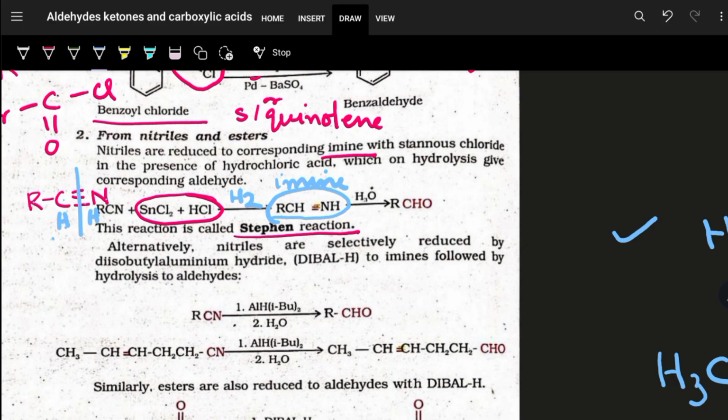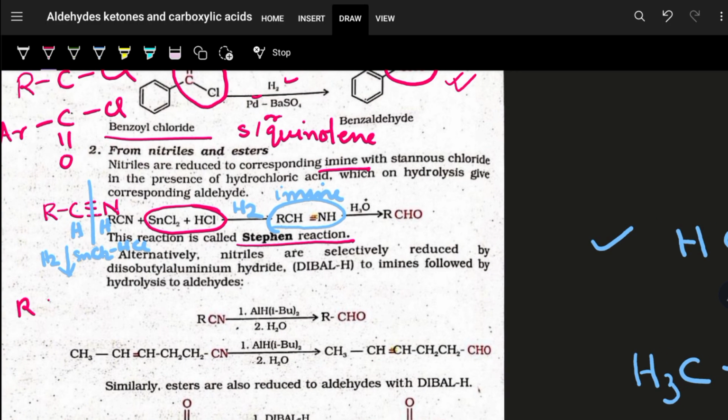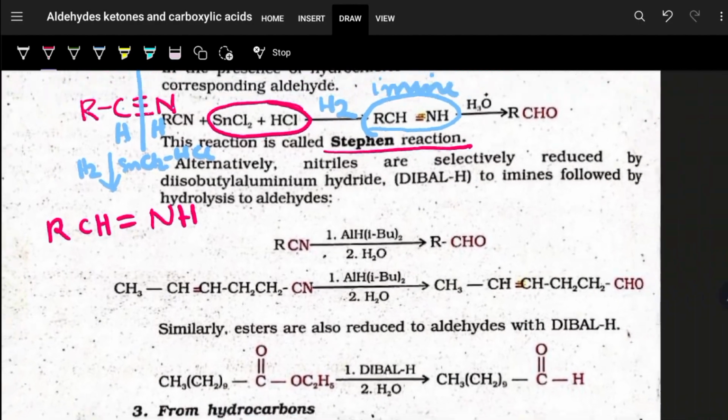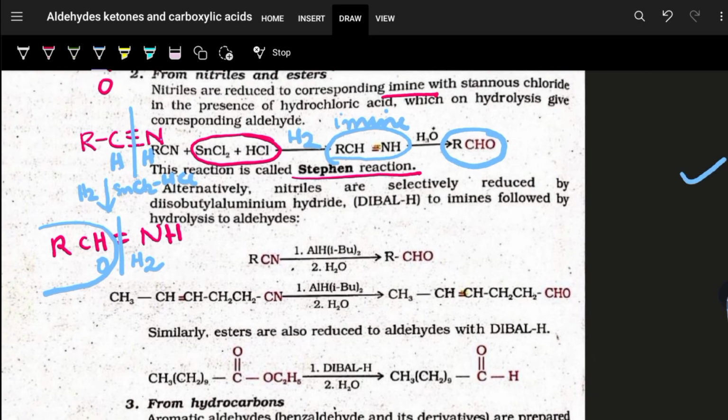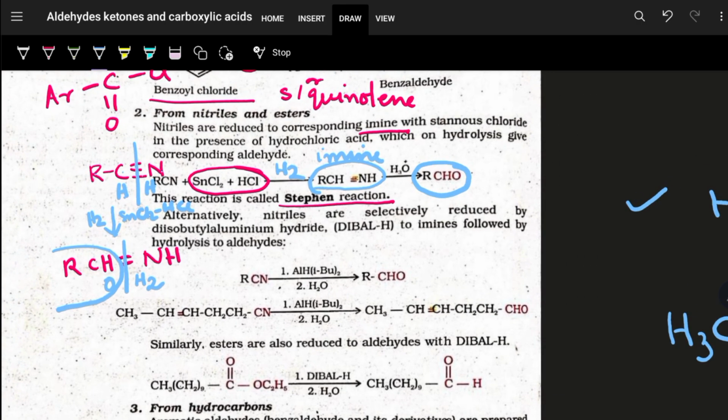So let us see, this is forming reduction with H2 in presence of SnCl2 HCl. So what I got is imine, RCH double bonded NH, imine intermediate. This undergoes hydrolysis. So when it undergoes hydrolysis, remember to add it in OH2 manner. Then what I get out of this is RCHO. So I am getting RCHO over here. So this is Stephen reaction. I hope it is clear.